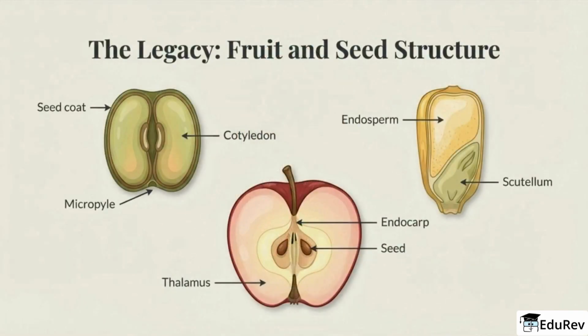Finally, the seed and fruit preserve the next generation. The seed coat derived from integuments protects the embryo and its food reserves. Cotyledons or structures like the scutellum store nutrients, and features such as the micropyle remain as functional openings. The surrounding fruit tissue, often arising from the thalamus or ovary wall, aids protection and dispersal so the cycle can begin again.